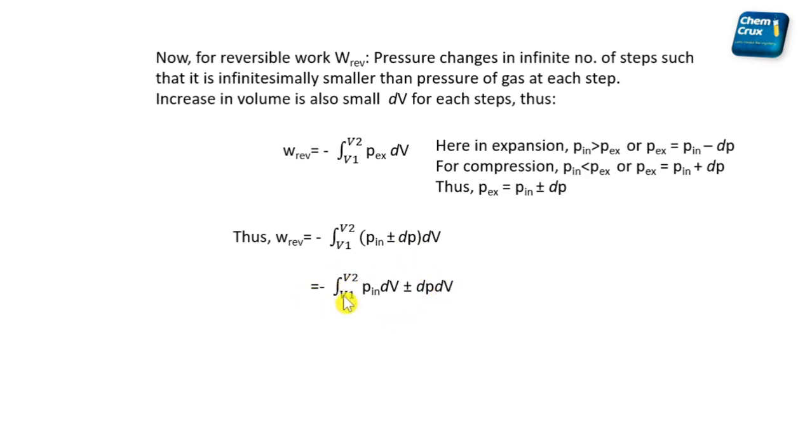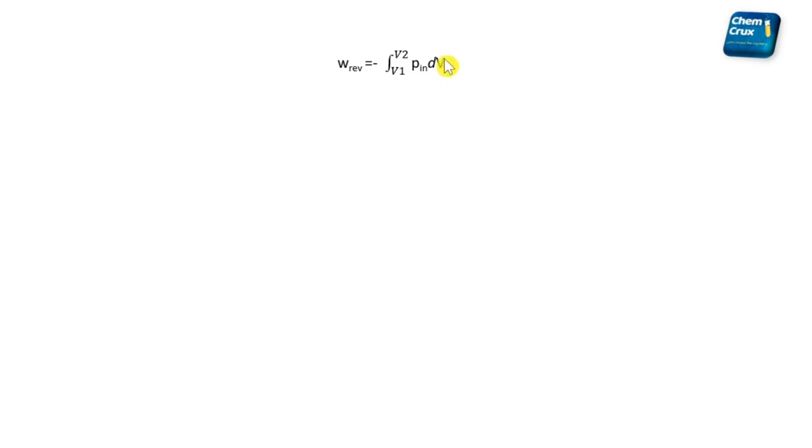Now we know dP dV is very small, so this part can actually be neglected, right? So finally we'll get this expression. Okay. Now this is the expression which we have obtained in our previous slide. We know for 1 mole of ideal gas, P internal equals RT by V. So if we put this expression in the previous equation, we will obtain this.